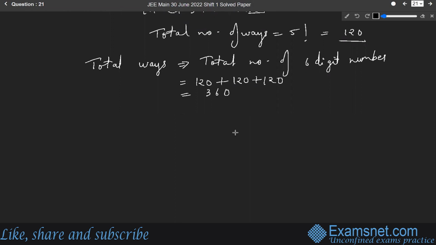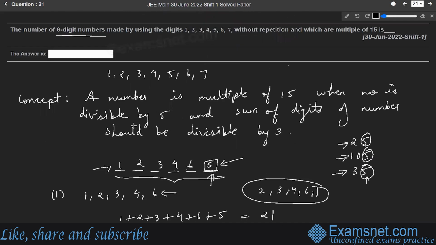So the total possible 6-digit numbers that are formed by using the given digits and that are the multiples of 15 are 360. So for this question, the correct answer is 360. I hope you are clear with this question.